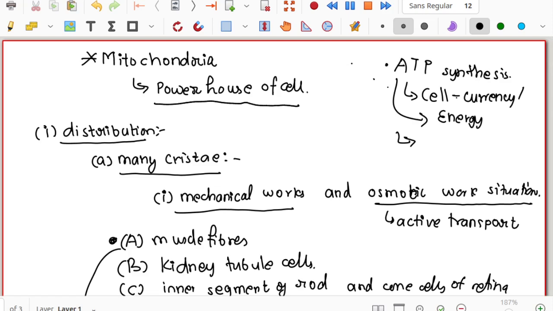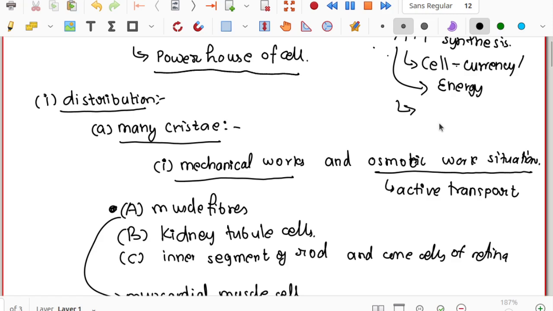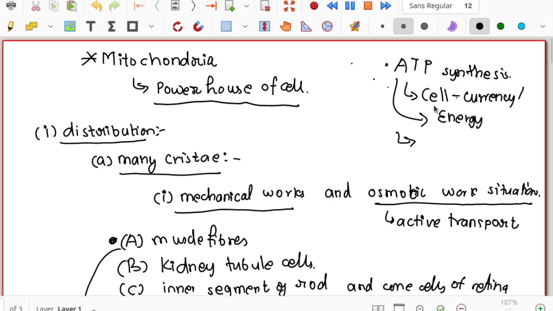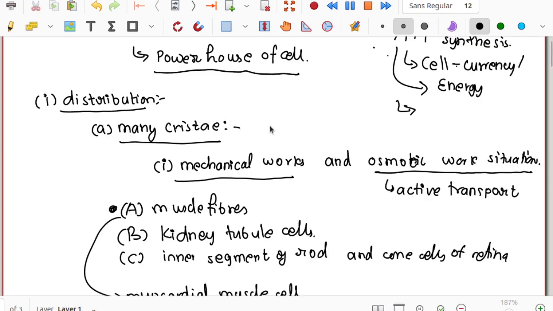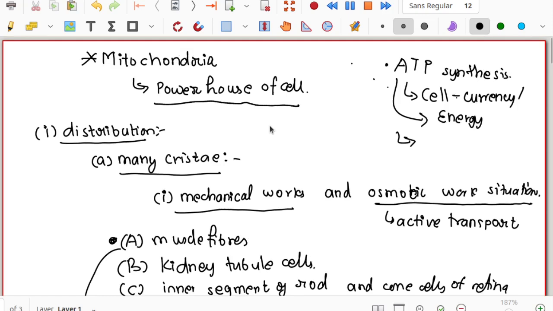We need to increase that understanding to a small extent, and we need to understand that mitochondria is the site of ATP synthesis, and ATP is actually the cell currency, or simply the energy of the cell. Okay, and why do we need energy? To do everyday tasks, to produce heat in our body, and for various works. And so we'll be talking about the distribution of mitochondria in this video.